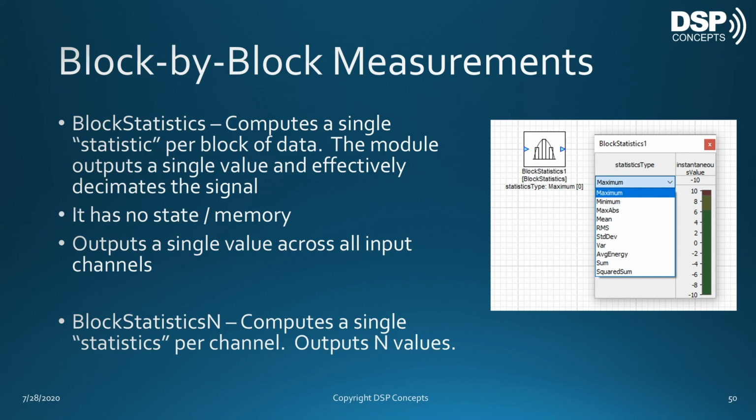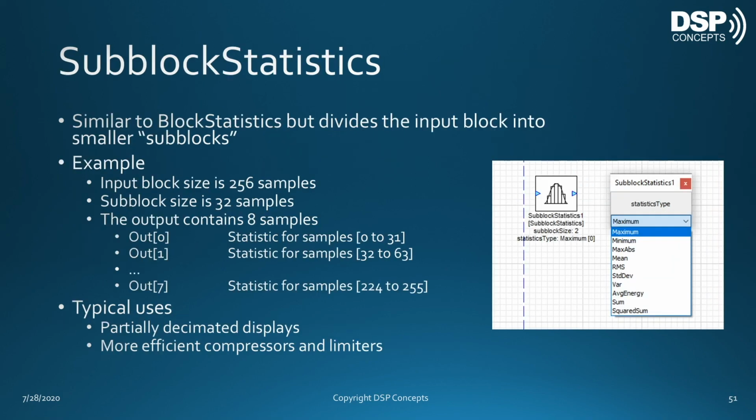This module has no state, so it takes whatever it sees on the input wire over all the sample values, across all the channels, and it'll compute the specified statistics. So block statistics works across all the channels. There's also a block statistics N, which is going to have an N channel output and compute the statistic value per each channel. A related module is called subblock statistics.